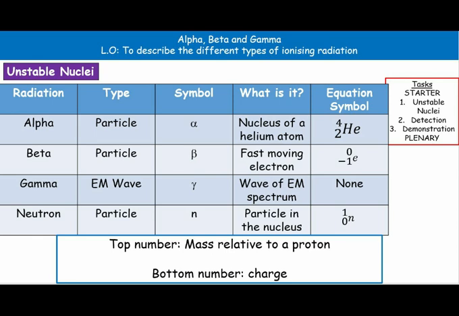It's given the symbol of a lowercase n, and it's a particle we find in the nucleus. So when we come to the equation symbol, lowercase n for our neutron, its mass is 1 and its charge is 0 because neutrons have no charge. So make sure you've got that table written down. I'll just give you another 90 seconds if you haven't already finished.